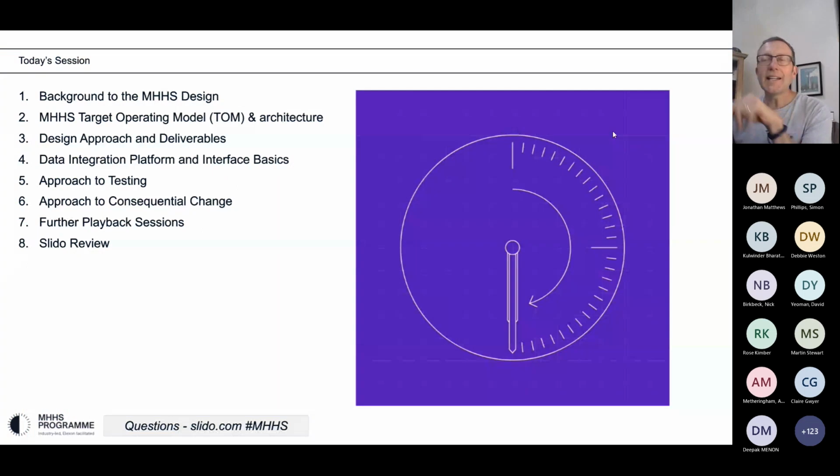And that's it in a bit more detail. We'll be going through the design. How do we get there? Kevin Spencer will take you through the various elements of the target operating model and some of the architecture work. I will go through the design approach and the deliverables. How have we got to all the design artifacts? Because it's been an industry-led process. Then Paul Pettit will take us through a high-level view of the data integration platform and some of the basics there.